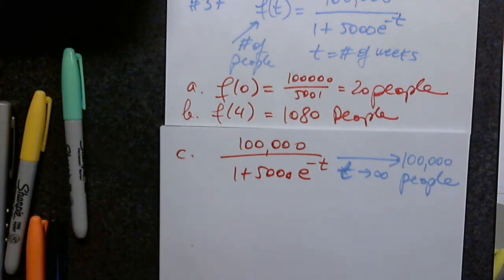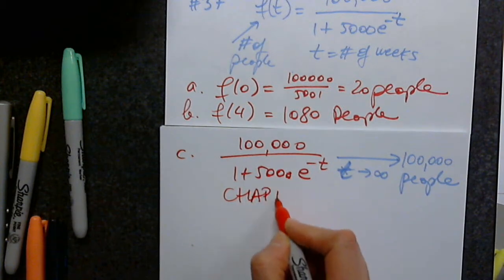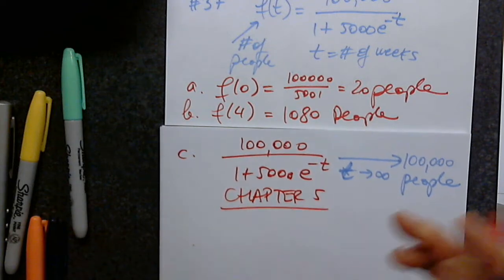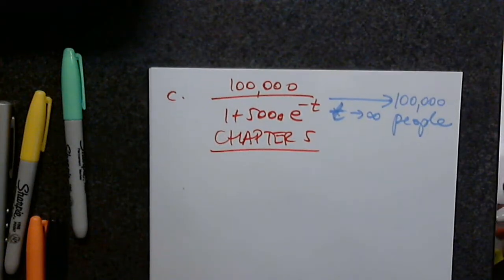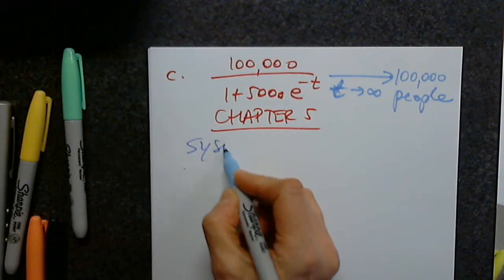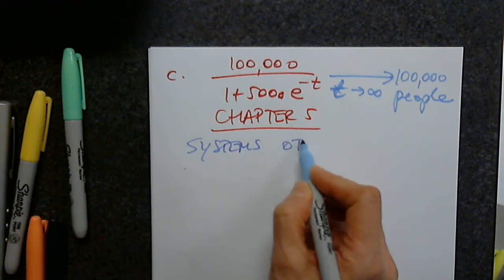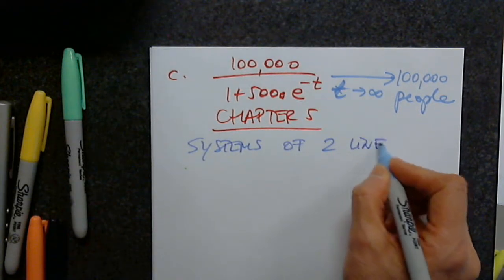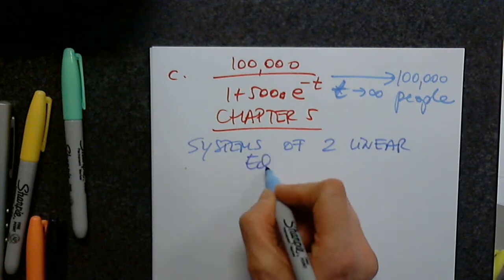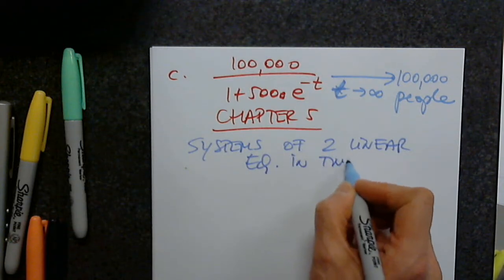Okay. Chapter 5. This portion should not be new. This was dealt with in previous courses. Systems of linear equations in 2 variables. Systems of 2 linear equations in 2 variables.